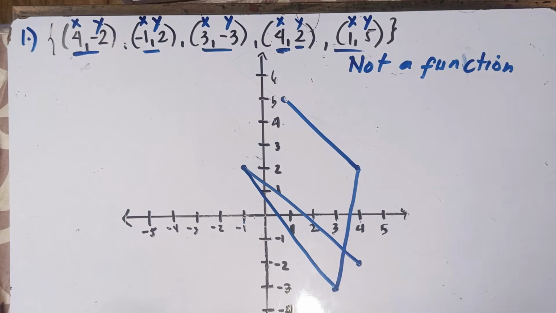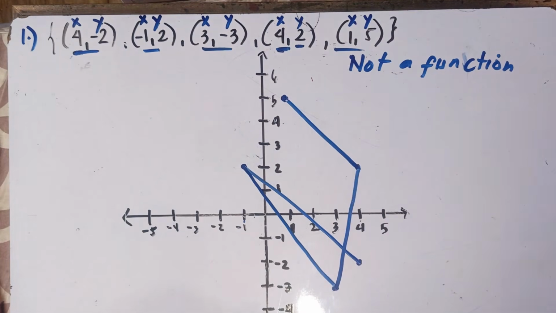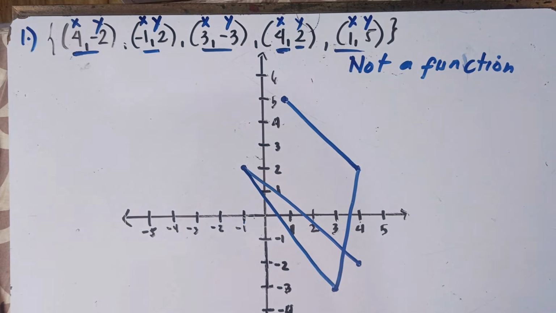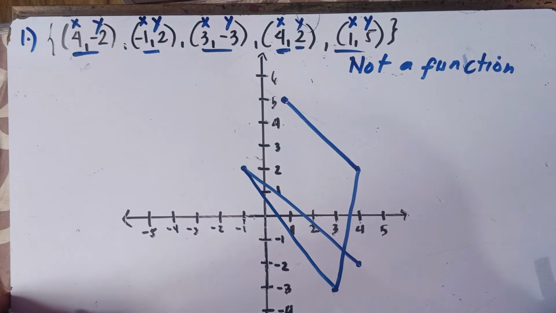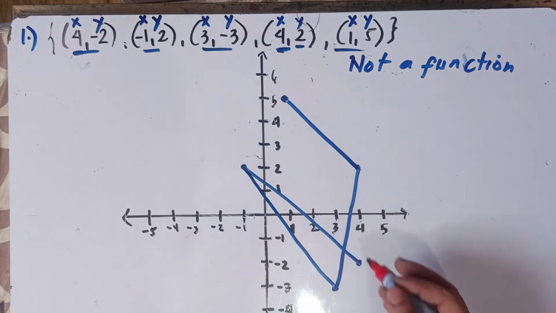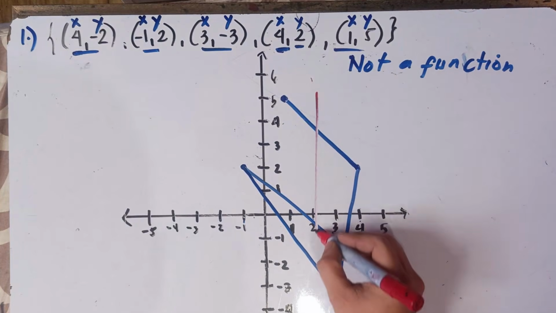And this will be our graph, class. So let's check, class. Just simply draw a vertical line, and we call that the vertical line test. If there are 2 points that lie on the vertical line, therefore it will not be a function. Alright, let's do that. Vertical line.